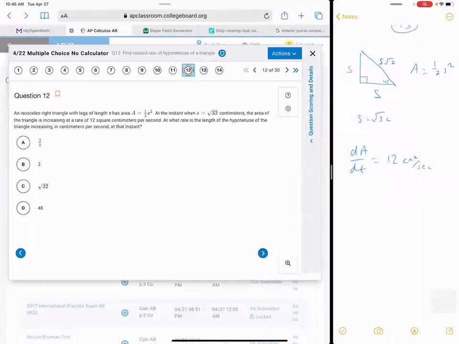And they're asking us, at what rate is the hypotenuse changing? So we'll say this is our hypotenuse, h. So we're looking for dh over dt. All right, so how am I supposed to get from area, A equals 1/2 s squared, to somehow change that variable to h?